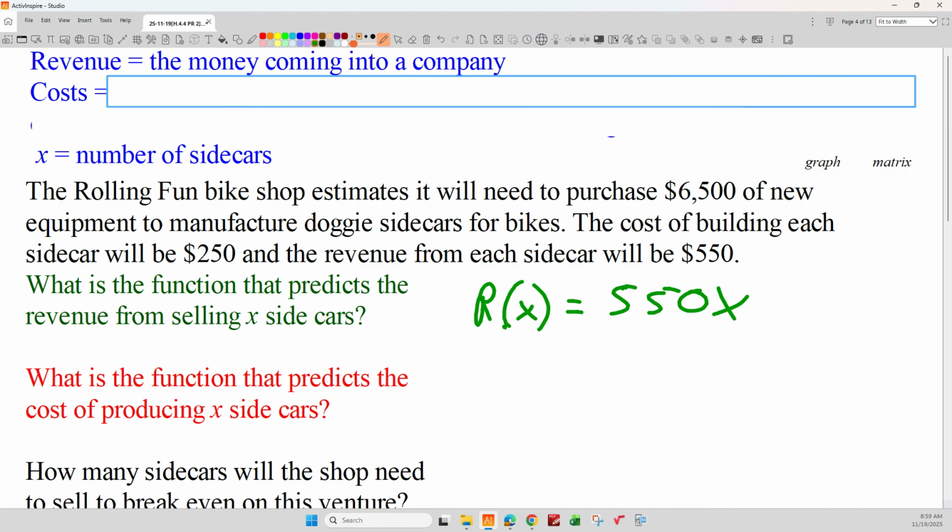So what's the cost function? Okay, so the cost of building each one is 250. We call that the incremental cost, because it's associated with each sidecar that we build and sell. So what's the incremental cost going to be? 250, what's y? Okay, but we already defined the number of sidecars as x. So yes, it's actually just going to be 250x. Is that it for the cost? Okay, there's also a fixed cost. We have this one-time cost of $6,500 for equipment. So what's our cost function going to look like then?